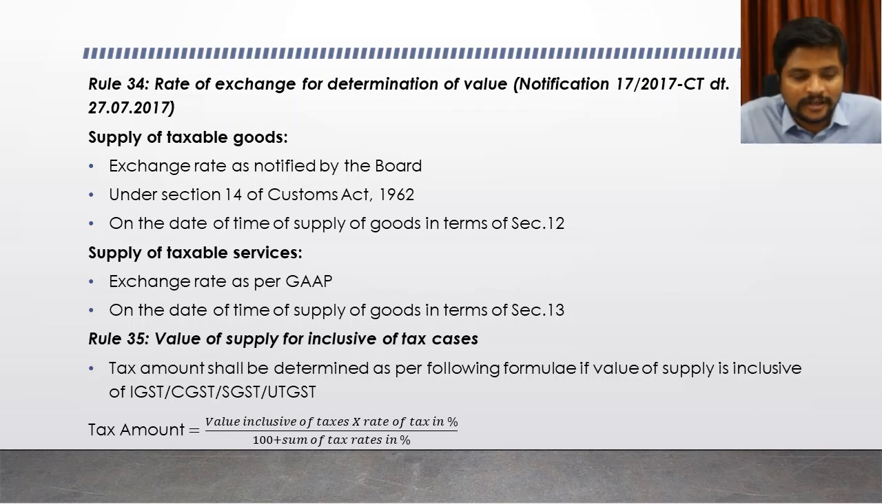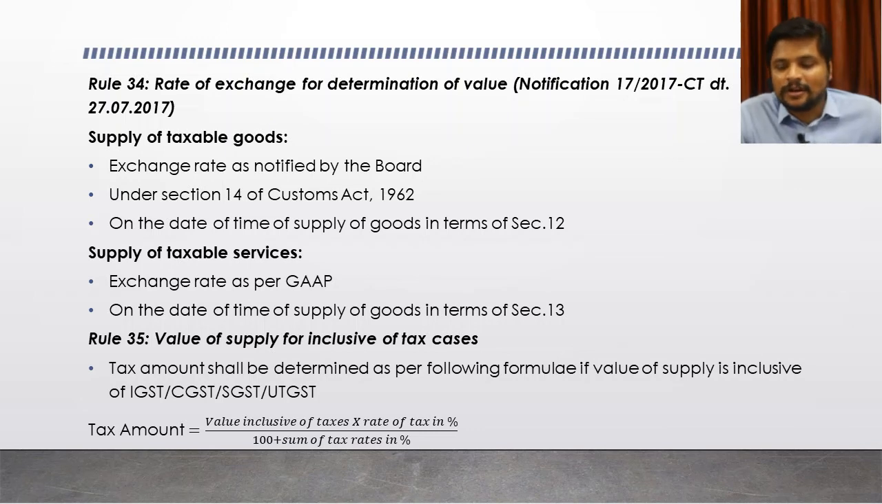What is the formula here? The tax amount is nothing but the value inclusive of taxes, multiplied by the rate of tax in percentage, divided by 100 plus the sum of tax rates in percentage. I will give an example.